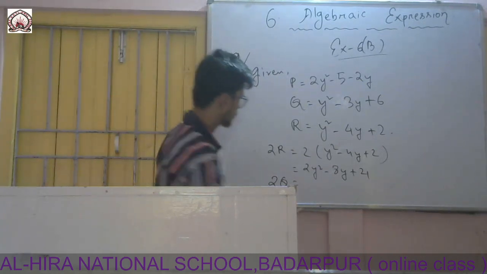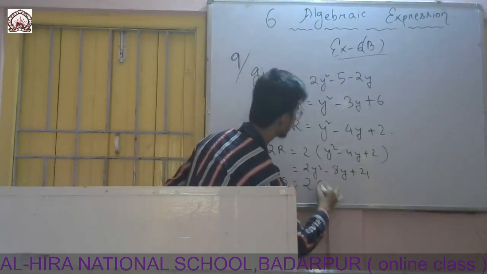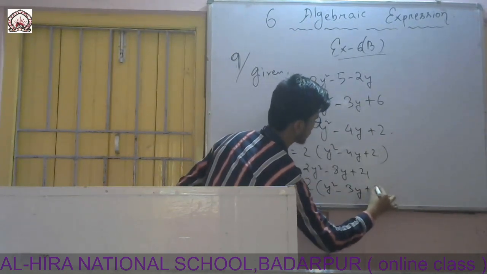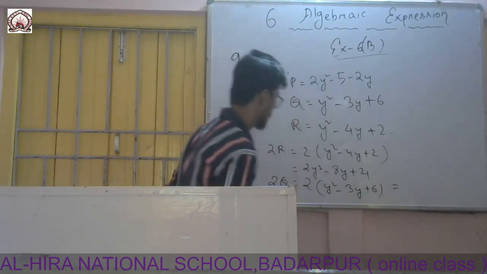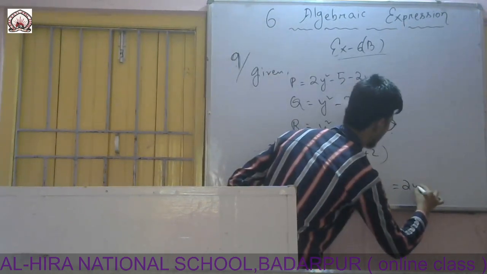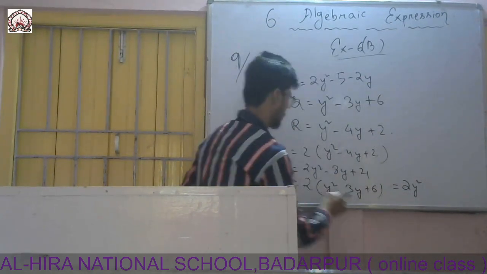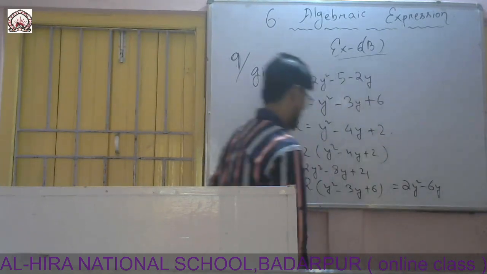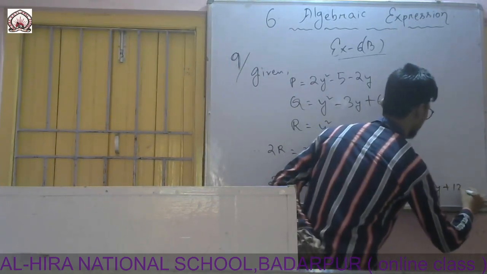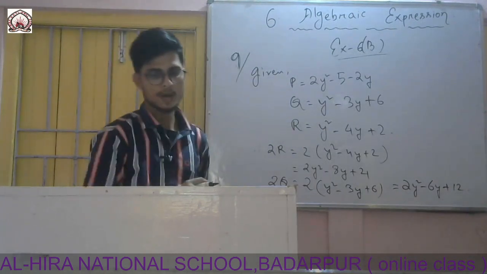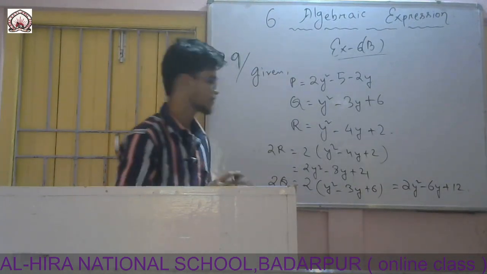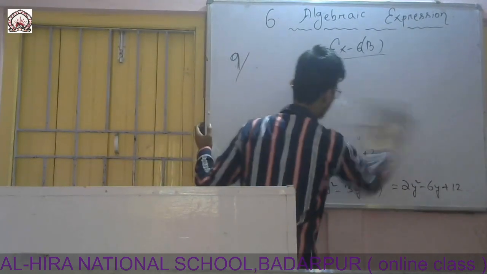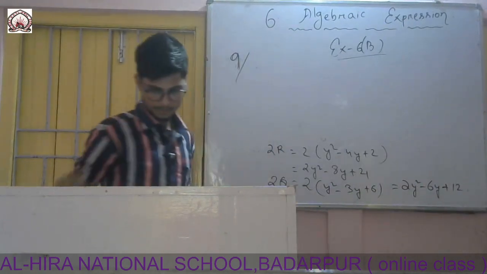The value of 2Q also I have to find out. The value of 2Q will be 2 into Q, where Q is y square minus 3y plus 6. If I solve this one, I will get 2 into y square is 2y square, 2 into 3 is 6, minus 6y, and 2 into 6 is 12, plus 12. So 2y square minus 6y plus 12. Now I will put this value in the equation to find the required expression.